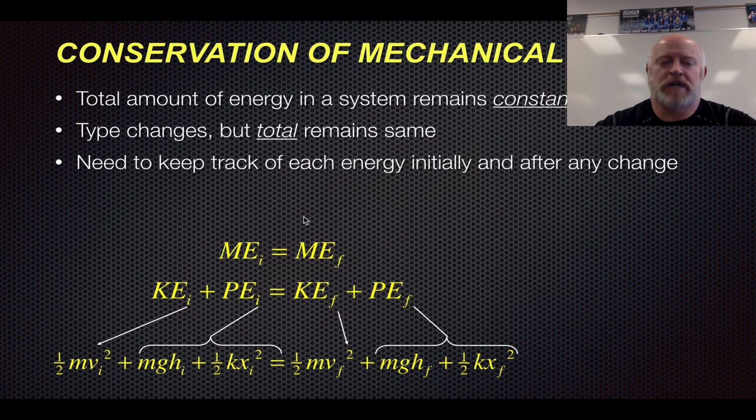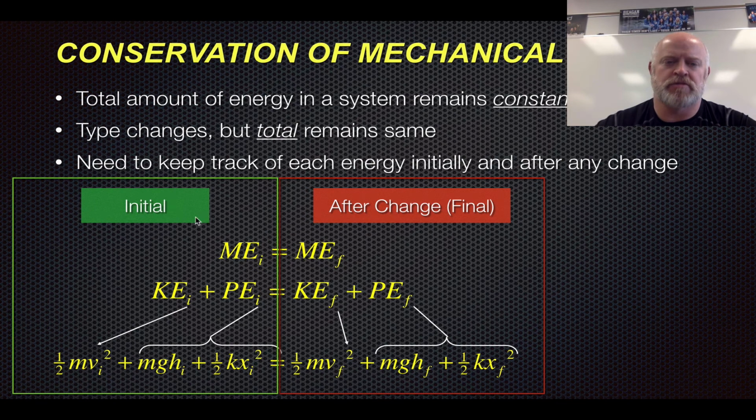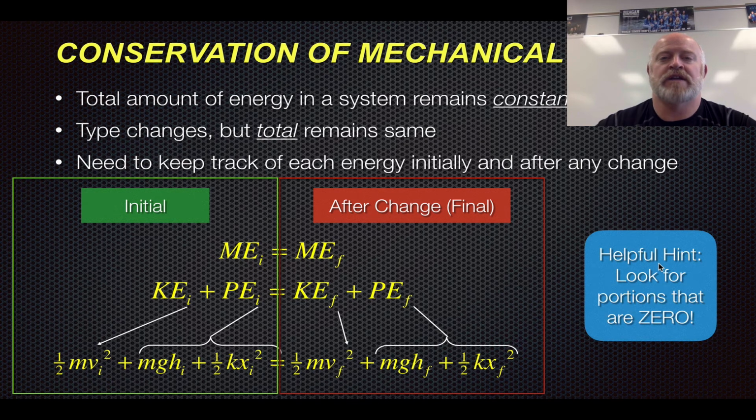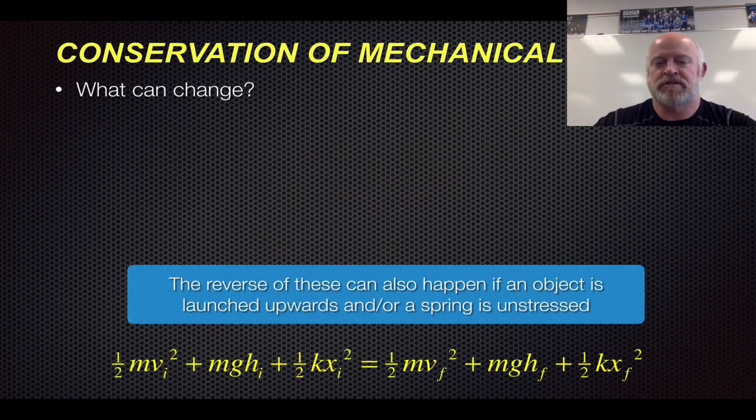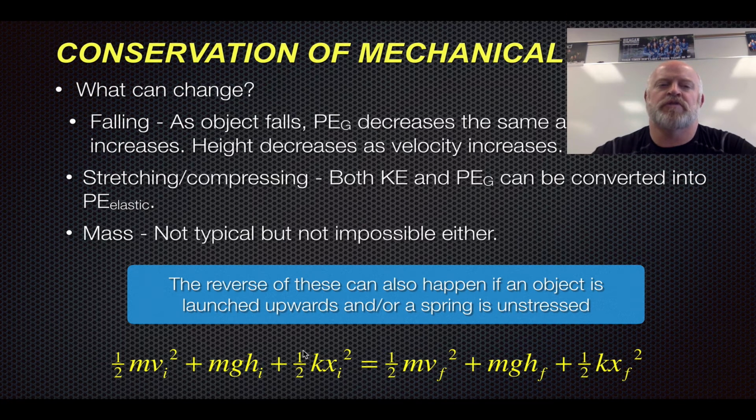We've already talked about how we have our different mechanical energies, and that we have our initials over here, where we have our kinetic, our gravitational potential energy, and our elastic potential energy, and our finals. We've also talked about making sure we look for everything that is zero and eliminate those things. So now let's take a look at what can change. As you are working through this equation, what are some things we look for changes in?